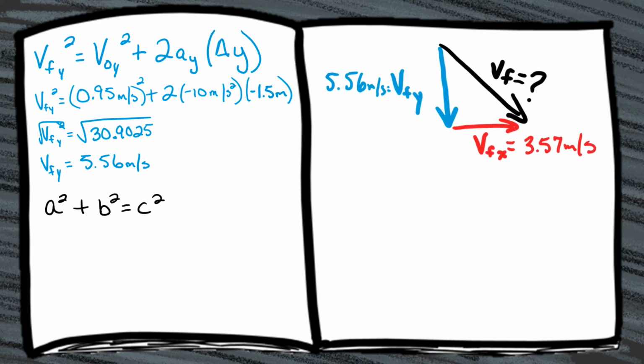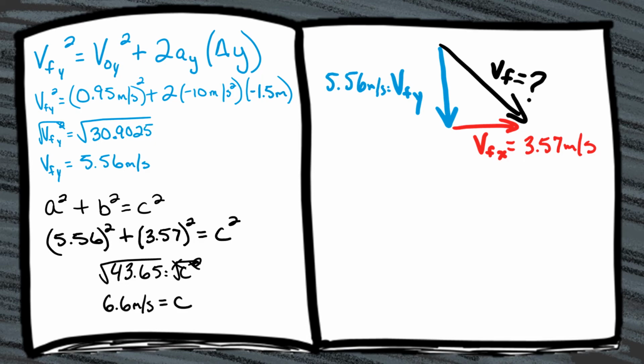Great job, Alex. Since we have two sides of a right triangle, we can now use the Pythagorean theorem to determine the missing side, which is our resultant vector. Okay, let's plug in our values and solve for c, which results in a final velocity of 6.6 meters per second.